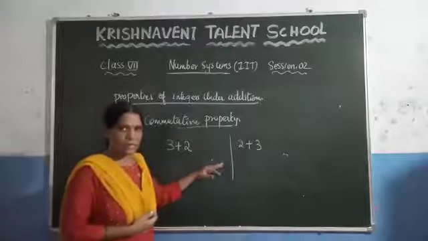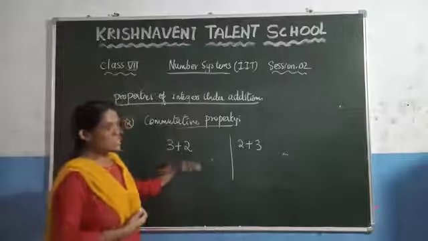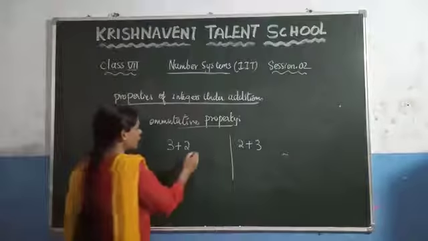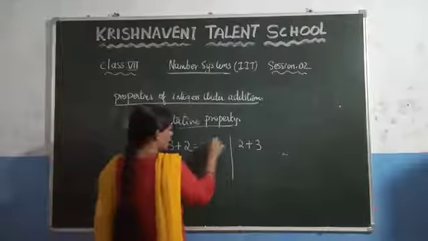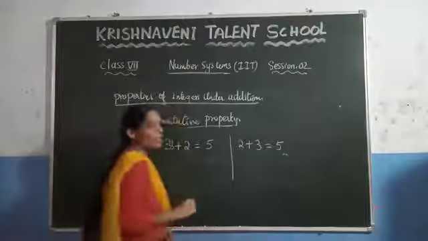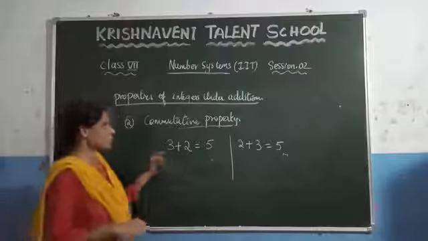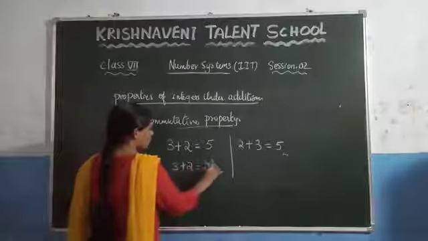If the results are same, we can say that the commutative property holds good under addition of the integers. So here let us consider this one. What is the value of 3 plus 2, which is 5, and what is the value of 2 plus 3, which is 5. So we can say that here these two are same. You can say that 3 plus 2 is equal to 2 plus 3.